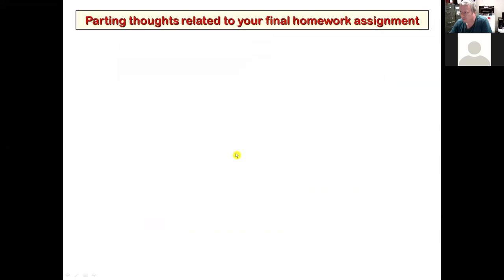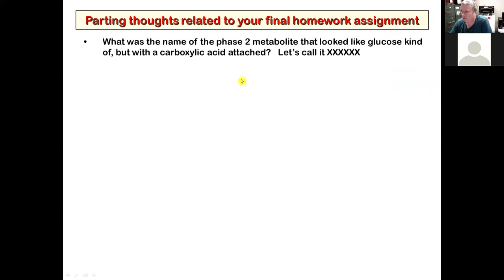Okay, parting thoughts related to your final homework assignment. All right, so what was the name of the phase two metabolite that looked kind of like glucose, but with a carboxylic acid? Remember that, the phase two metabolite? It was called XXX. Does anybody know what it was? It had gluc in it, gluc something acid. I don't know. All right, let's call it XXXX for now, okay?